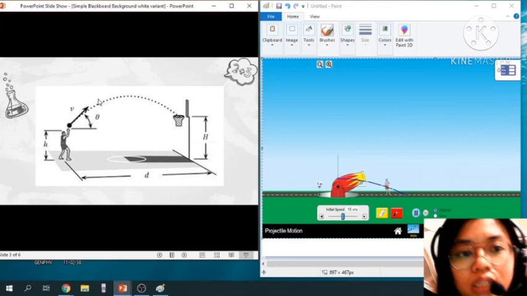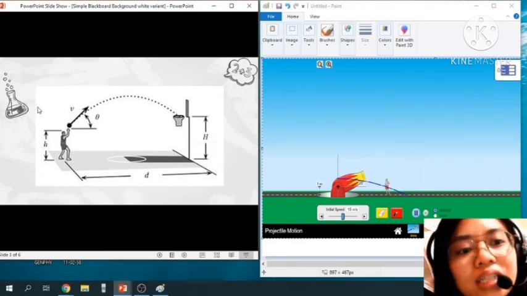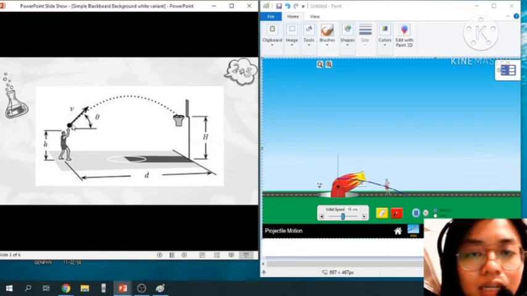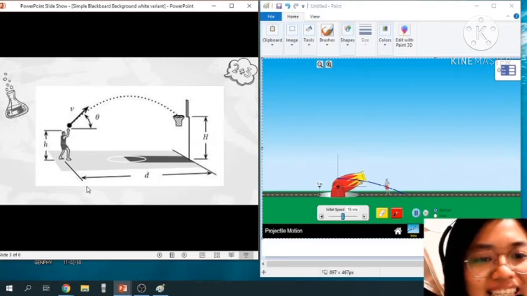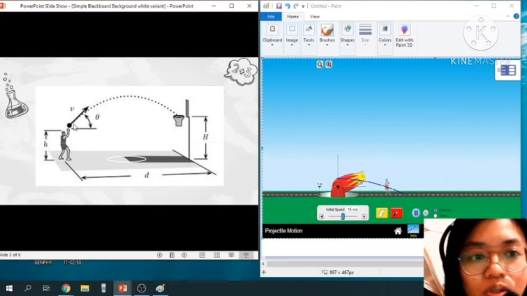Next, how does this projectile motion apply in real life? Here, an example is basketball, like the video you saw earlier. The height is also considered. If you want to make a basket, you have to determine the height, the displacement from you to the ring, the height of the ring, and also the angle, which is how high the range of your shot is.